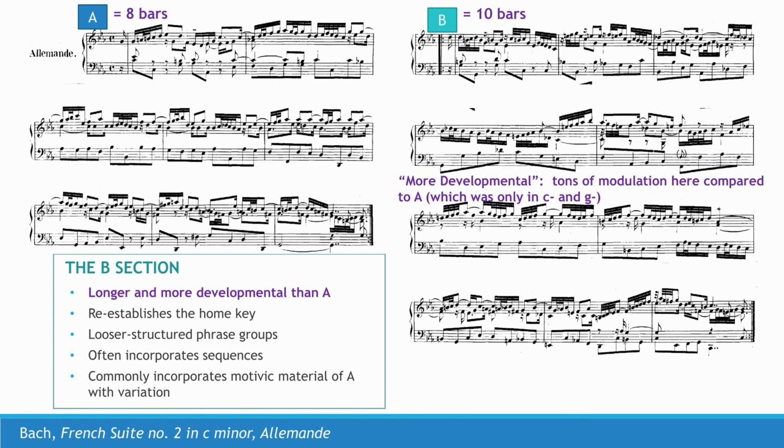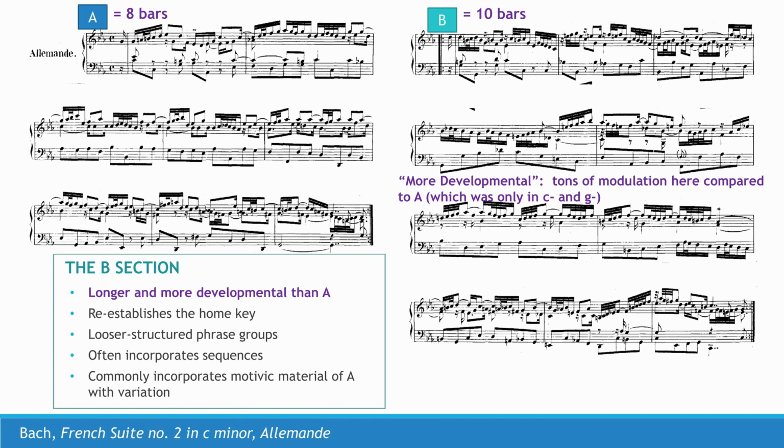More developmental we can see in our B section because there's a ton more modulation here compared to what was in the A section. The A section was in C minor and G minor with kind of a very quick diversion to E flat, whereas our B, it actually modulates about every 2 bars. And you'll notice a ton of accidentals, particularly in the first and the second systems. So that in and of itself is more characteristic of what we would expect for development sections in something like a sonata form, for example.